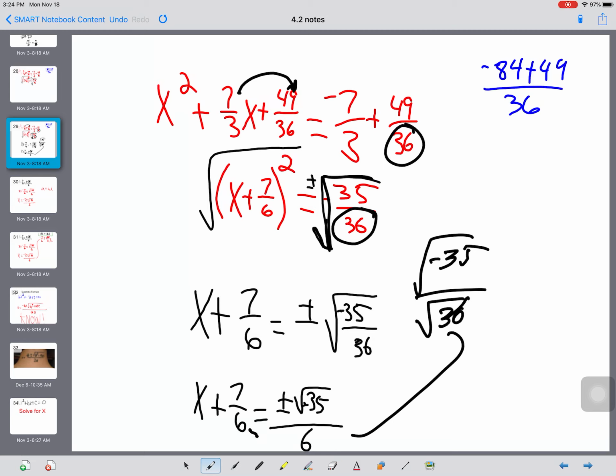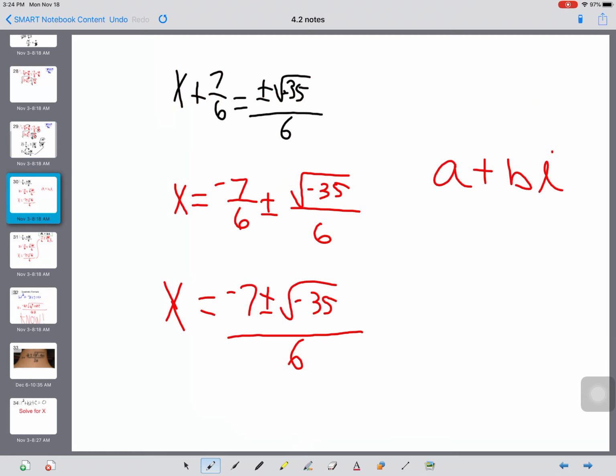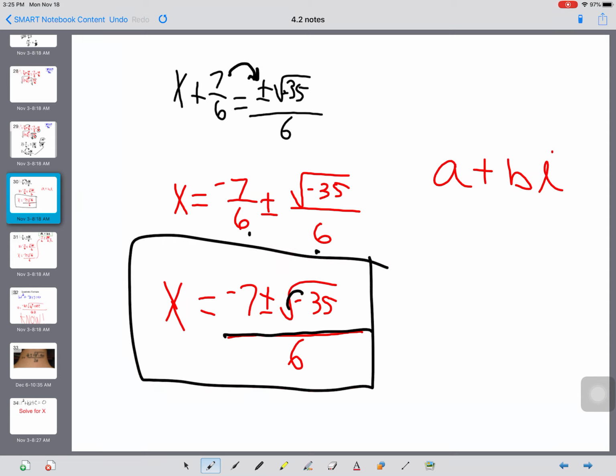Conveniently, that's what you have on the other side over here. So when I take this to the other side, it's going to let me put them together. So take the 7/6 over to the other side, -7/6, because you have common denominators, you can write it as one big fraction. Now, don't forget, when you get to this point, now we're able to deal with complex numbers.